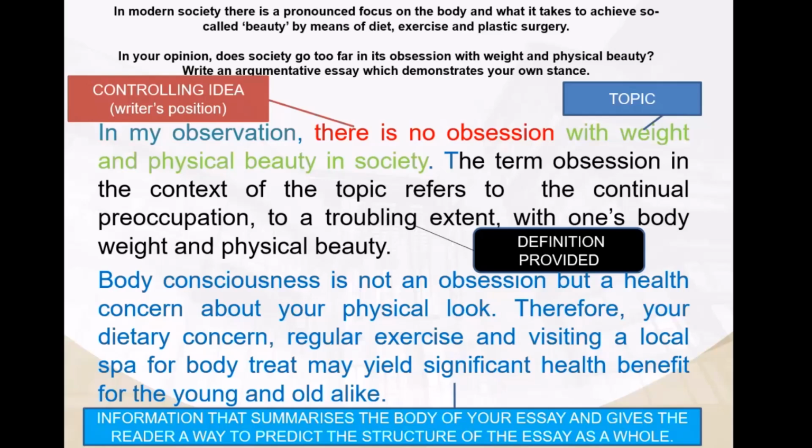We now know that the thesis statement consists of the topic and the writer's position on the topic. So if you look at the controlling idea there, it is the writer's position on the topic. In fact, the writer's position or controlling idea and the topic are given right at the beginning of the introduction. Therefore, the student has started with the thesis statement. It's quite good because we encourage you to start with the thesis statement consisting of the topic and how you intend addressing that topic.